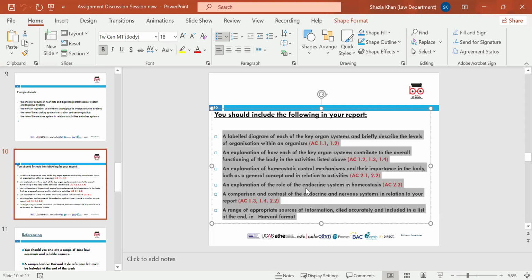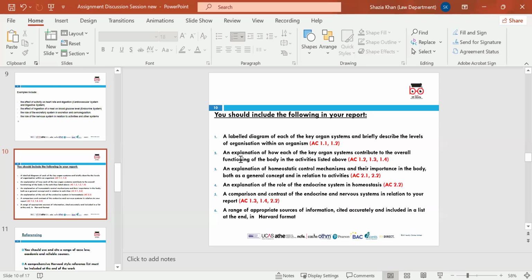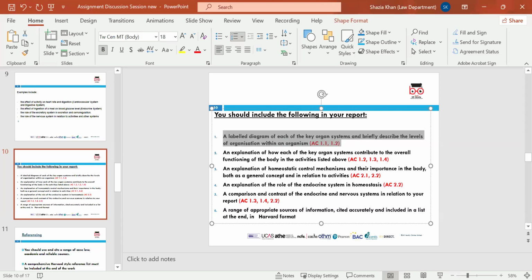If I do it like this, it might make it easier if I put numbers on for you. Have you seen that now? I've put numbers on. That makes it easier, yeah? So this bit is looking at learning outcome 1. You're looking at AC 1.1 and 1.2, pages 19 and 26. Okay, and you're looking at making diagrams of each of the organ systems, and you're describing the levels of the organization within an organism.